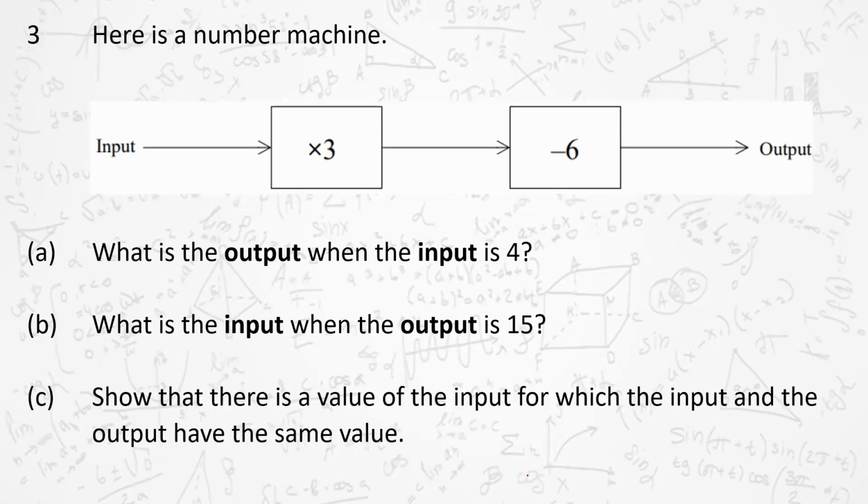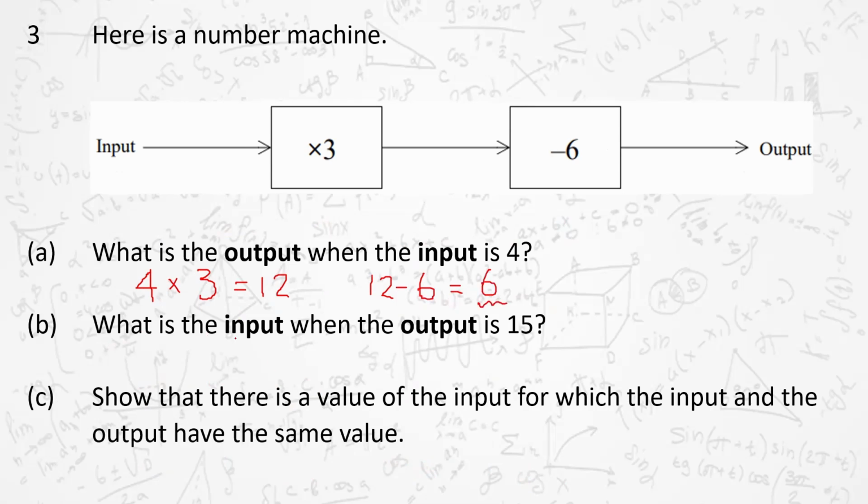Question 3. Here's a number machine again. What is the output when the input is 4? So straightforward, left to right. Input is 4 times by 3 equals 12. Then 12 minus 6 equals 6. So my answer is 6.